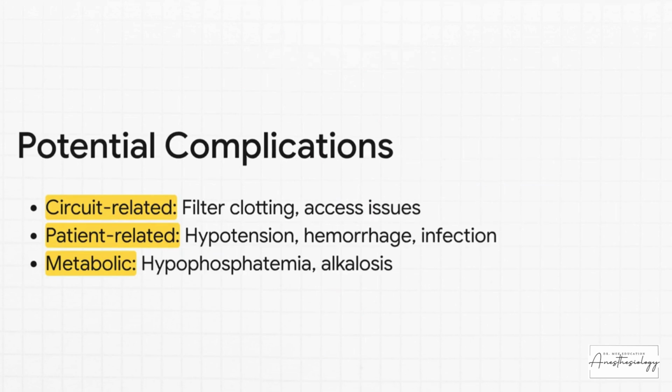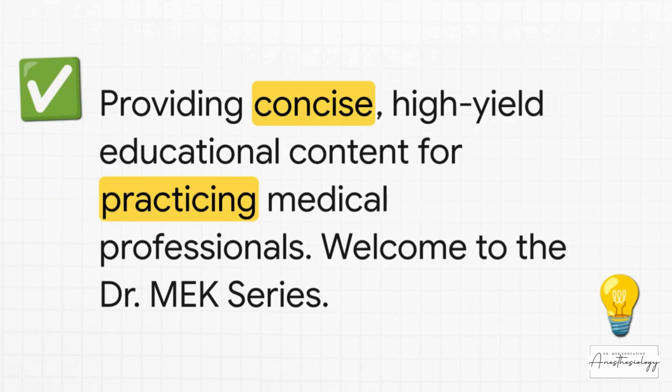First, circuit problems. Filter clotting and vascular access issues are probably the most common. For the patient, you have to be ready for hypotension, particularly when you first initiate therapy. Hemorrhage from anticoagulation is a real risk, as are catheter-related infections. And finally, on the metabolic side, CRRT can really strip electrolytes. Watch out for hypophosphatemia, hypomagnesemia, and hypokalemia. And if you're using citrate, you need to be on high alert for metabolic alkalosis and sudden shifts in ionized calcium.